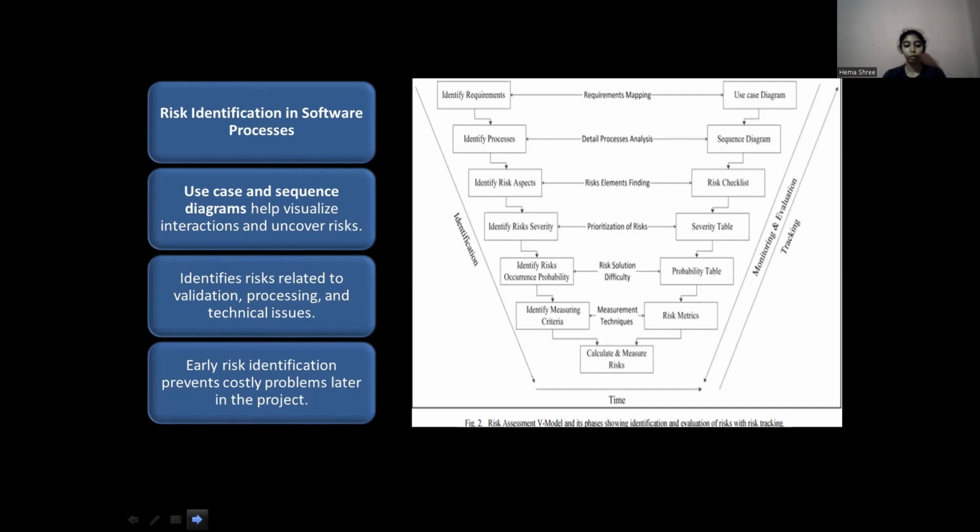In use case diagrams, for example, interactions between the user and the system are mapped out, making it easier to identify where things might go wrong, such as in validation, processing, or authentication steps.